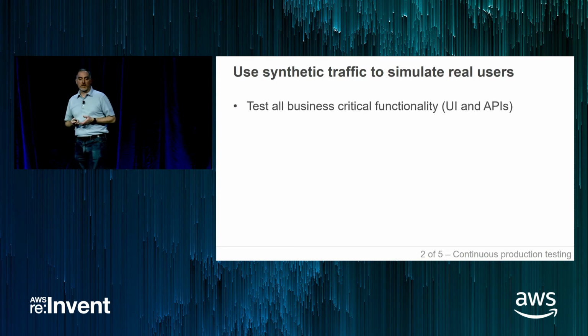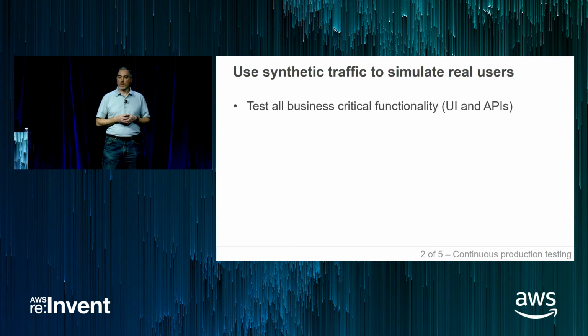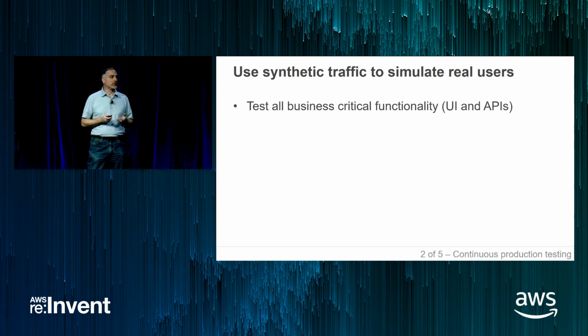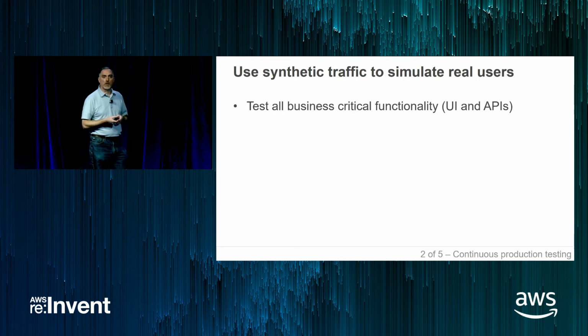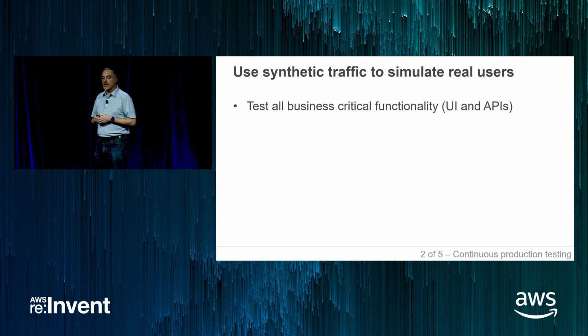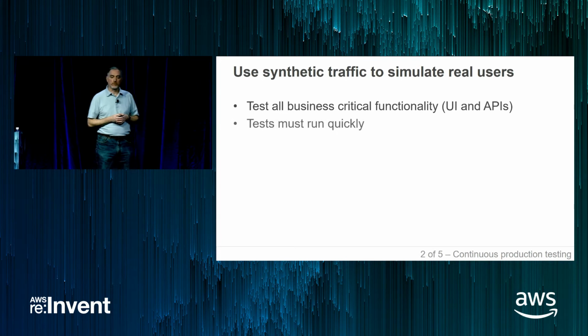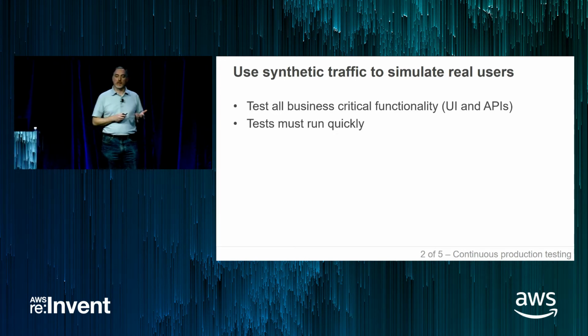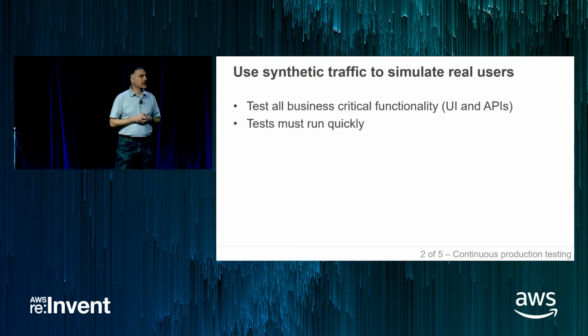Our synthetic traffic needs to test all business-critical functionality. We want our synthetic tests to behave like real customers do. So this would typically mean you would authenticate, add an item to a cart, and check out. But it's important not to just test the user interface, but also the public APIs. The tests need to run quickly so that you get feedback fast. The longer the test runs, the more likely your customer is going to find the issue before you do. So a good target is to have your tests run in about a minute.